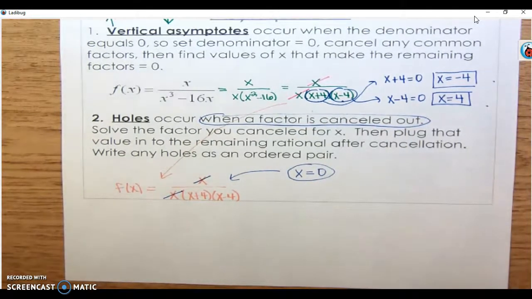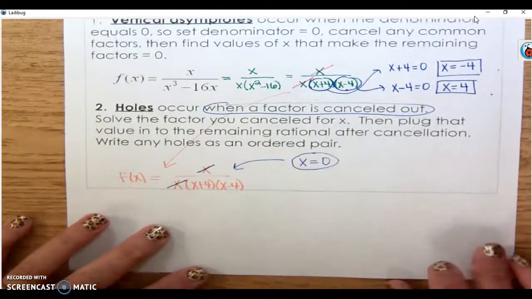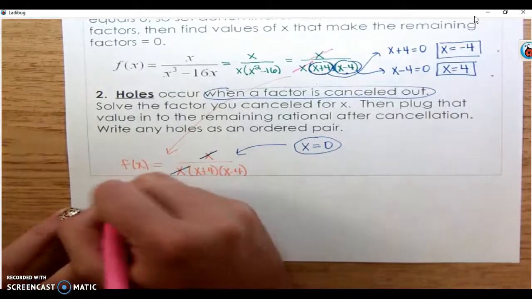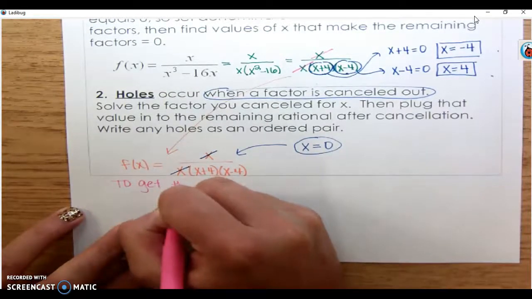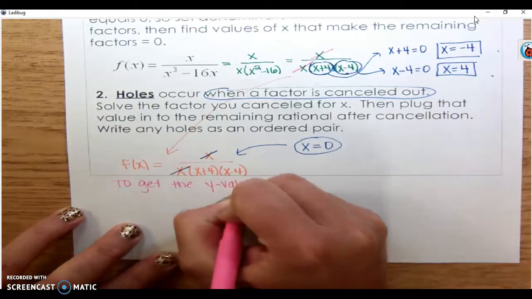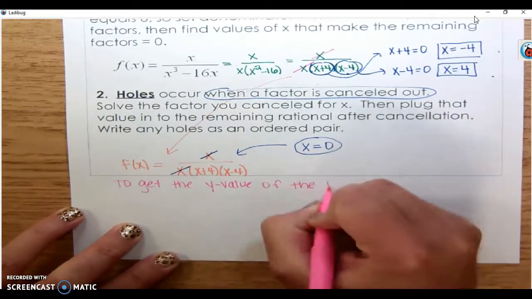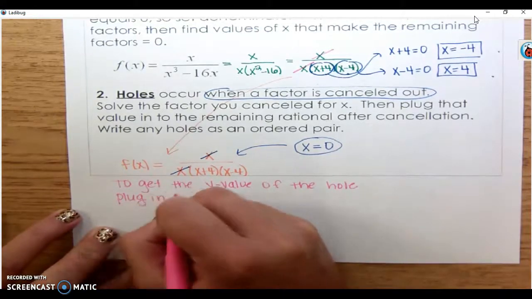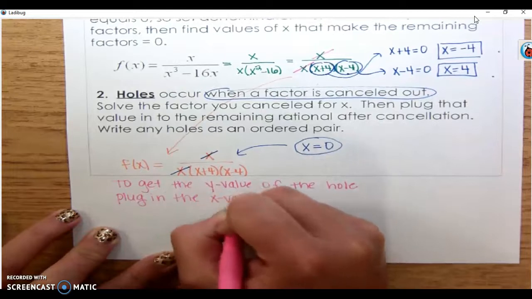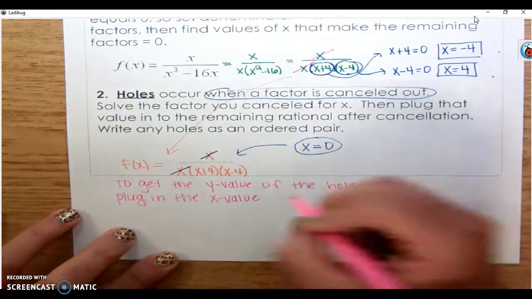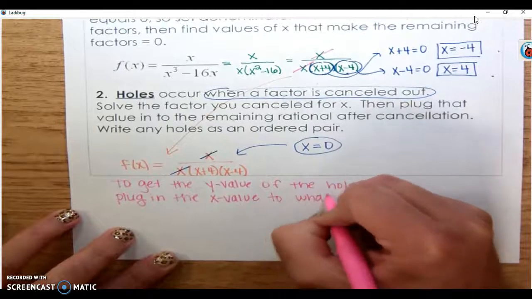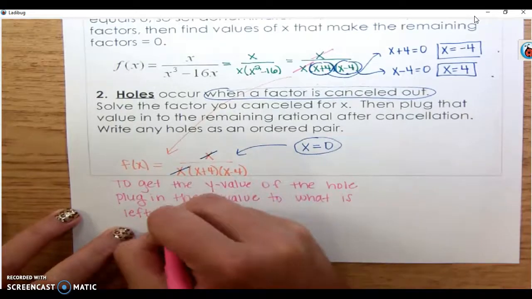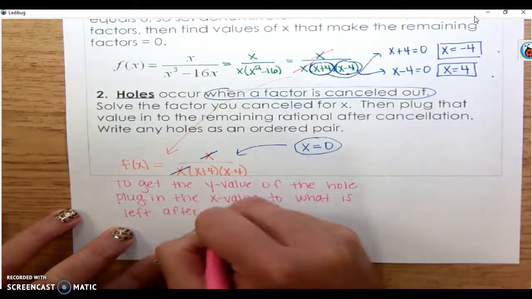So to get the y value, and because a lot of people get confused on this, we're going to write this out, and then I'll show you. So to get the y value of the hole, you're going to plug in the x value that we just found to what is left after the factor is canceled.